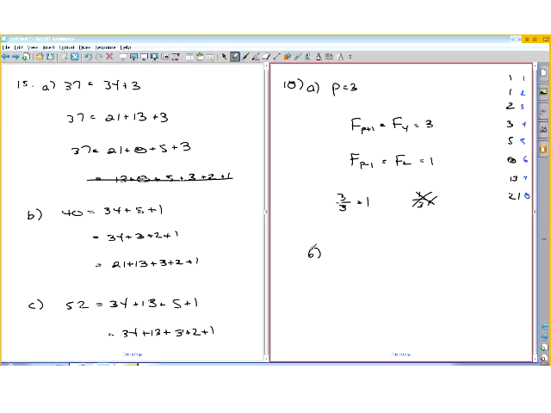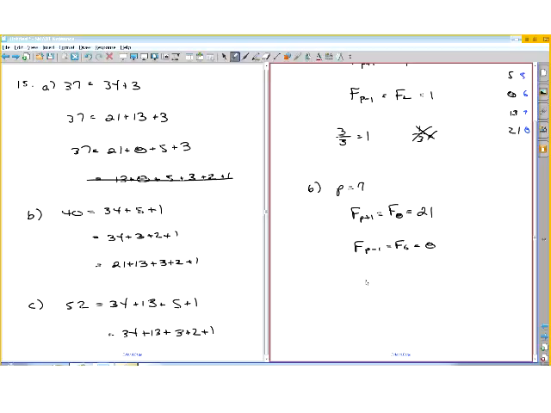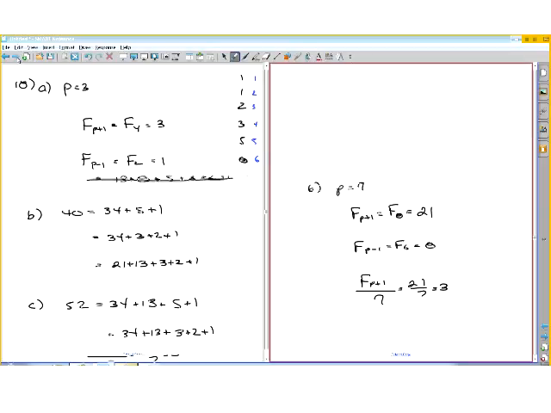Let's try p equals 7. So f of p plus 1 is f sub 8, the 8th term in the Fibonacci sequence, which is 21. And f of p minus 1 is f sub 6, which is equal to 8. So is either one of these divisible by 7? Yes. F sub p plus 1 divided by 7 is equal to 21 divided by 7, which is 3. It doesn't work for 8, so it works for one of the two.